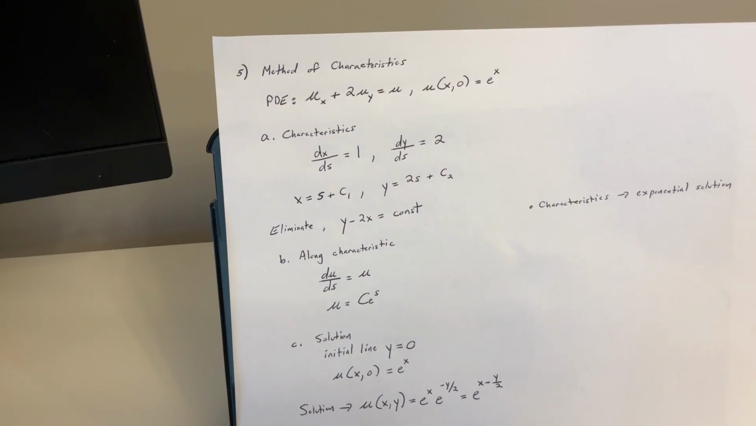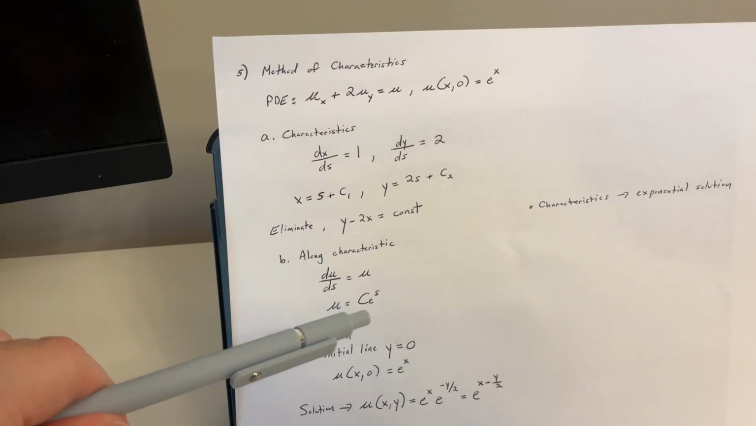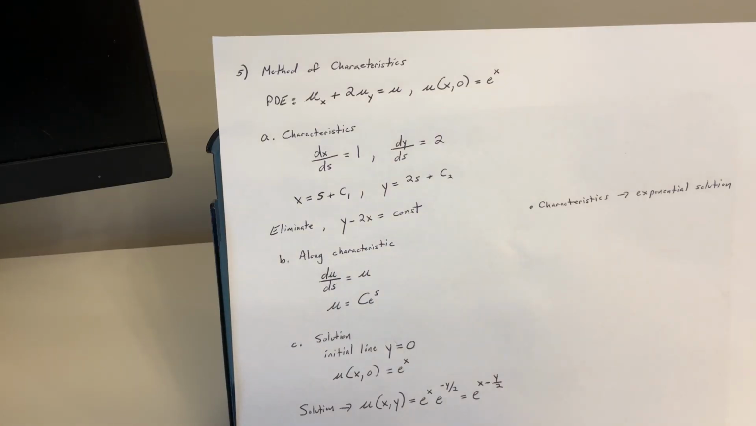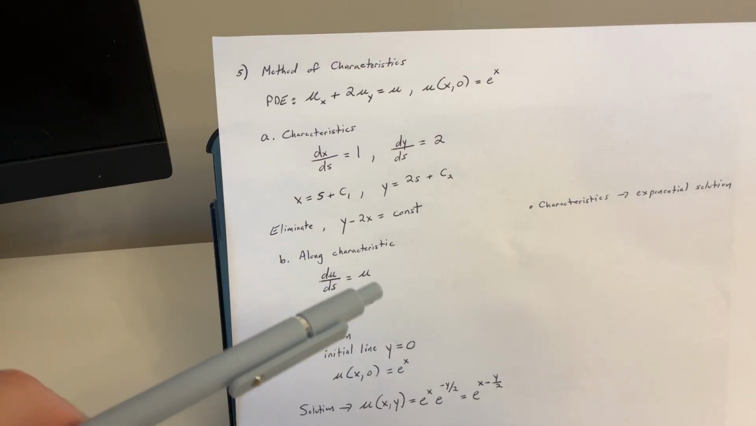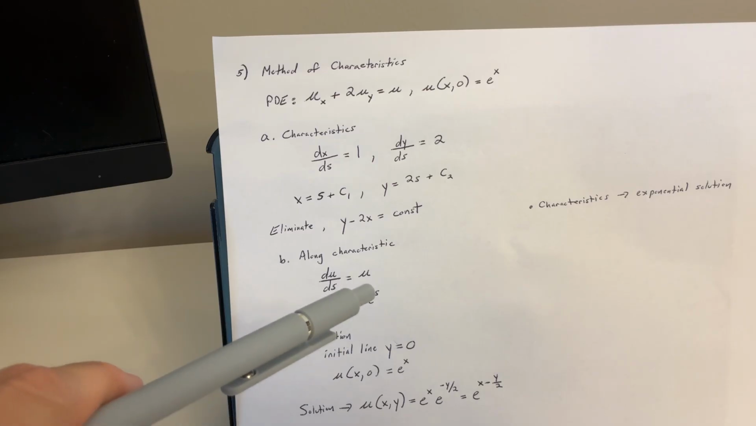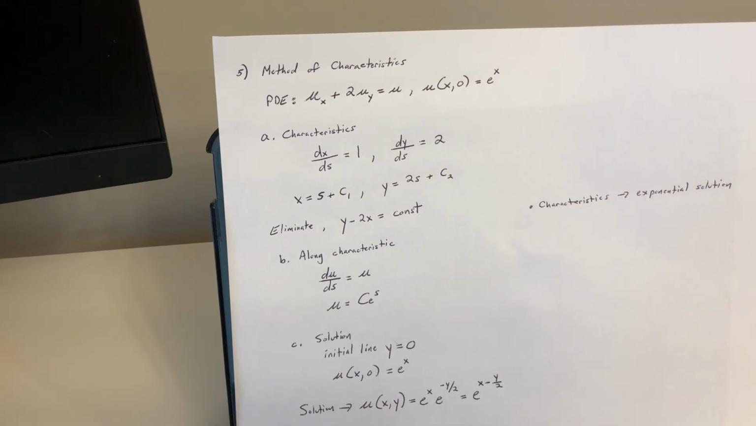Now, building on that, letter B. Along the characteristic, if we take that derivative du/ds right here, we're just going to get du/ds is u. And if we want to isolate that, u equals c e to the s. I should say that's not a 5, I apologize, that's an s. So for part B, that's what you get for your u value.